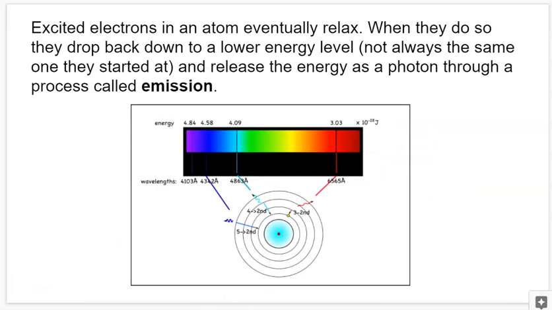So when light is absorbed and the electrons are promoted to higher energy levels, they're considered to be excited electrons, but they don't stay at those energy levels forever. Eventually, they relax and they'll drop back down to a lower energy level. And they don't always drop back to the same one that they started at. Electrons are sort of interchangeable, and this causes another thing called an emission spectrum, which is kind of the opposite of an absorption spectrum. Instead, there are specific wavelengths that are associated with photons that are released.